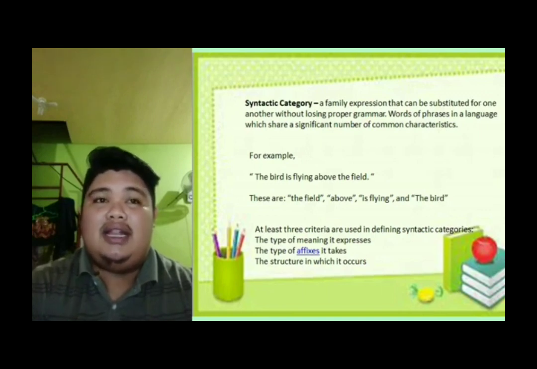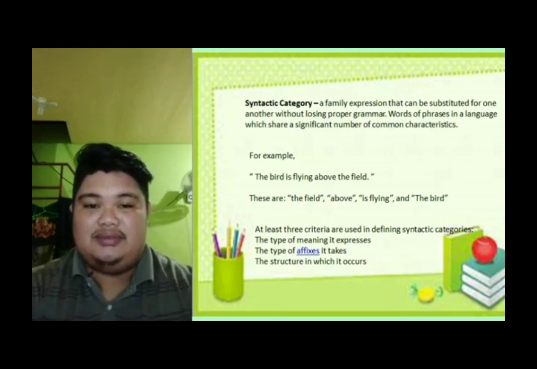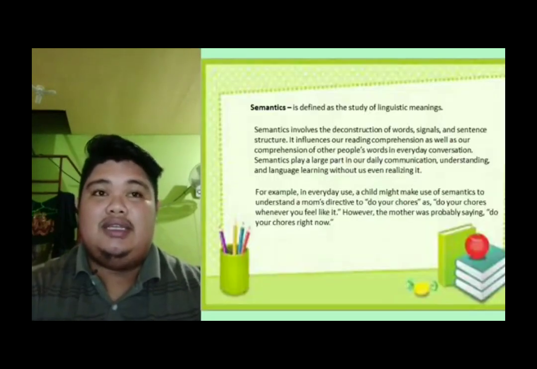So, there are at least 3 criteria that are used in defining syntactic categories. First is the type of meaning it expresses. Second, the type of affixes it takes. And lastly, number 3, the structure in which it occurs. The next one is semantics.